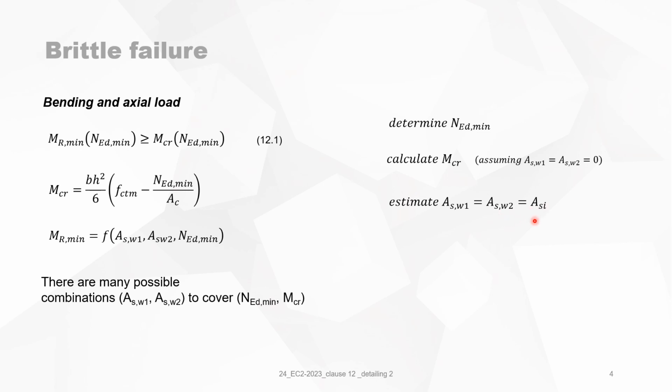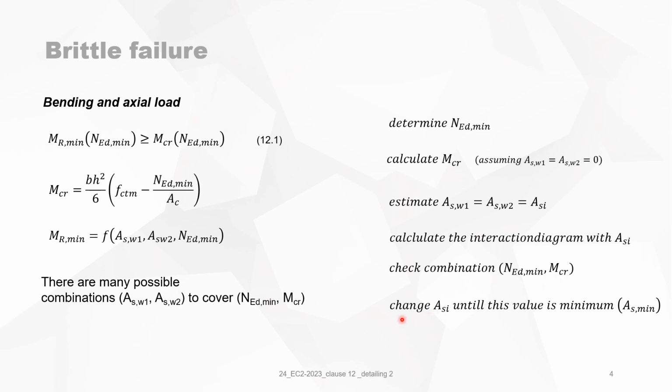And then you estimate As, I call it As1, and that's your first guess. Then you calculate with this value the interaction diagram with As1. You check in that interaction diagram the combination of NEd and Mcrack, or Mcritical. And then you change As1 until this value is minimum, and then you call it As,min. So this is a very lengthy procedure and absolutely not very practical.